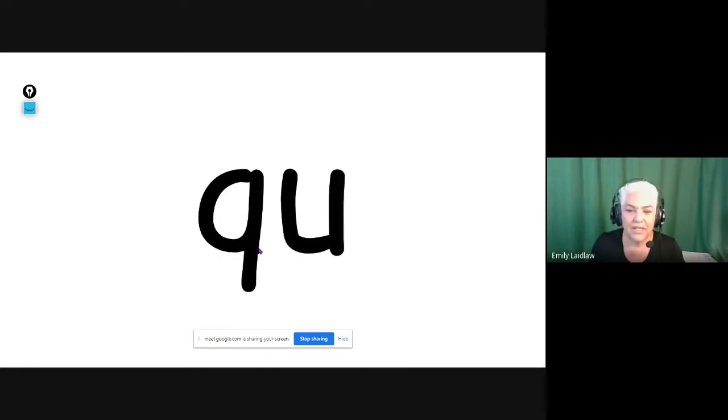And I always represent the Q with the U. When we say qu, the U is not a vowel. Say the sounds qu. What do you hear? You actually hear a k, w. And so the U is not a vowel here. It is representing the w sound.